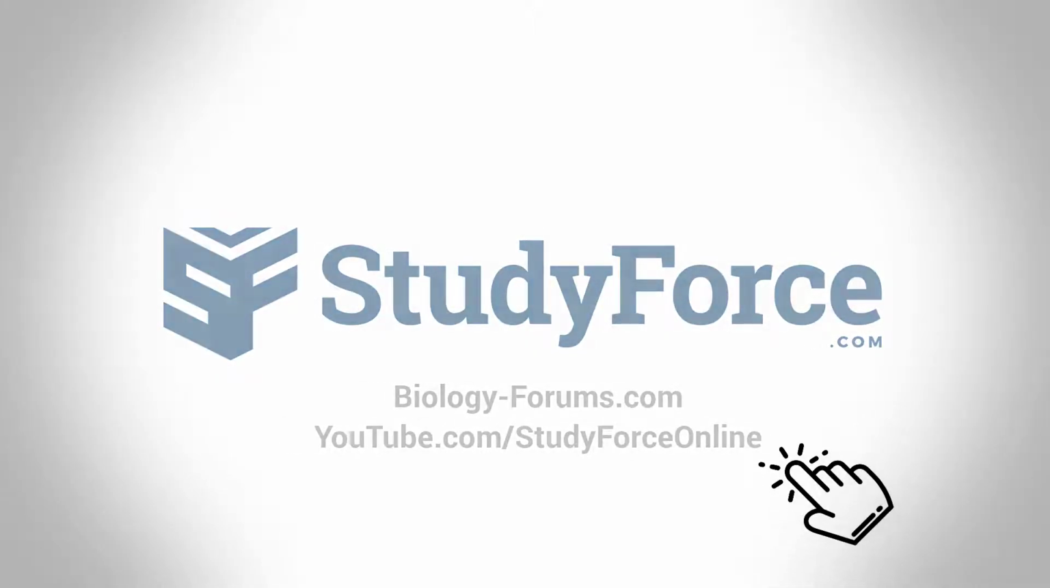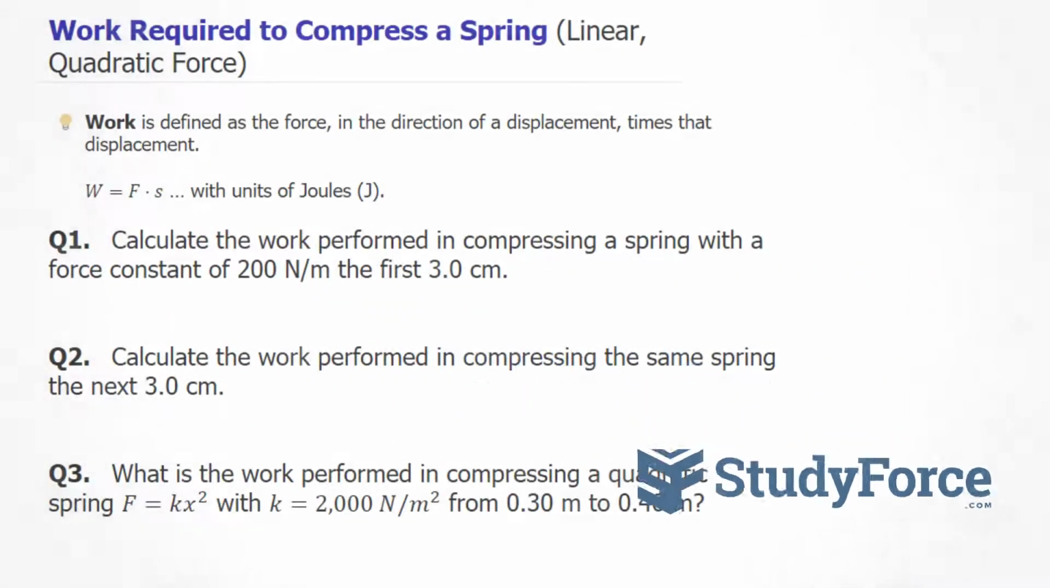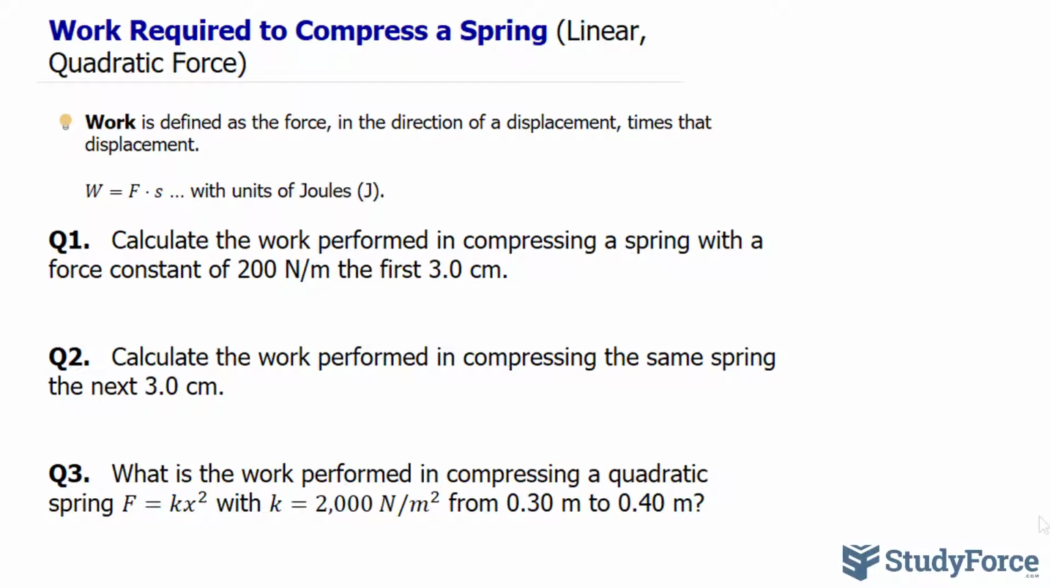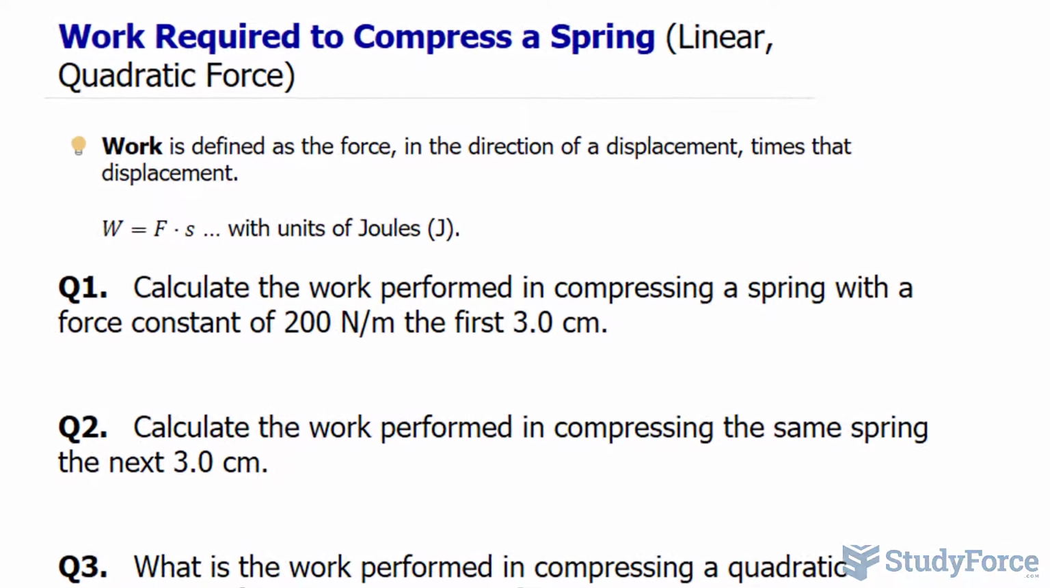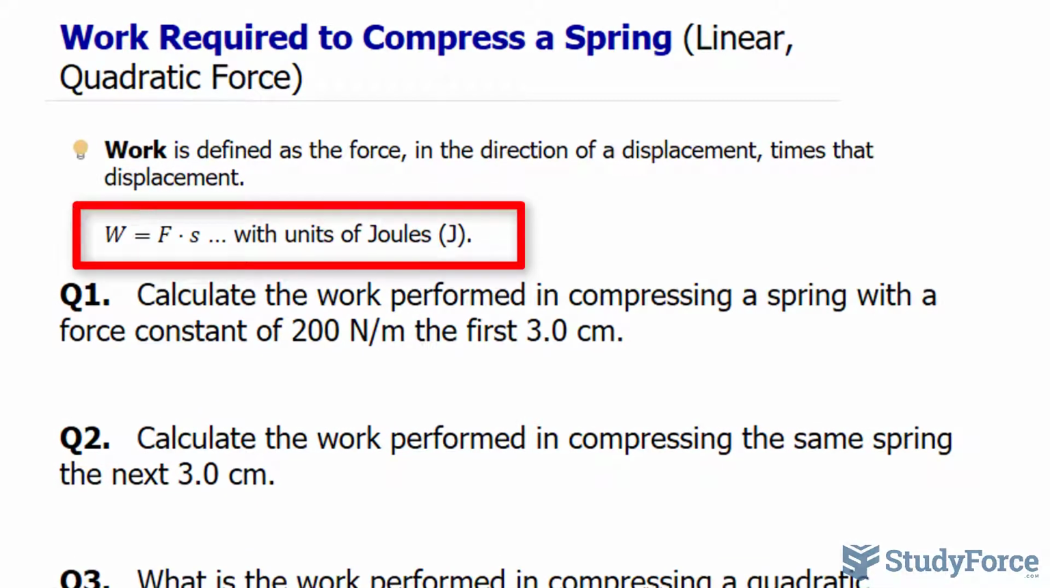In this lesson, I'll show you how to calculate work when force is applied linearly or parabolically. Now, before we begin, let's take a look at how we calculated work when the force was applied constantly. We used the formula force times displacement, where W is equal to F times S.